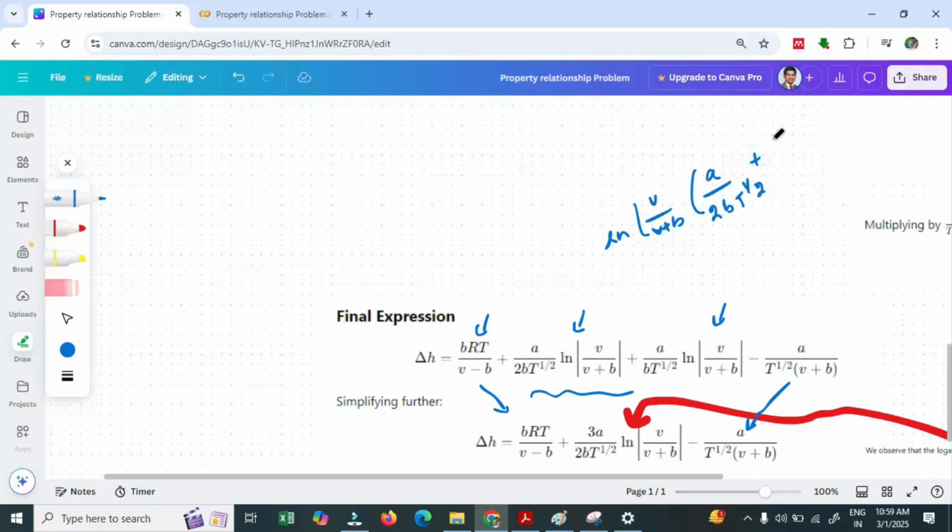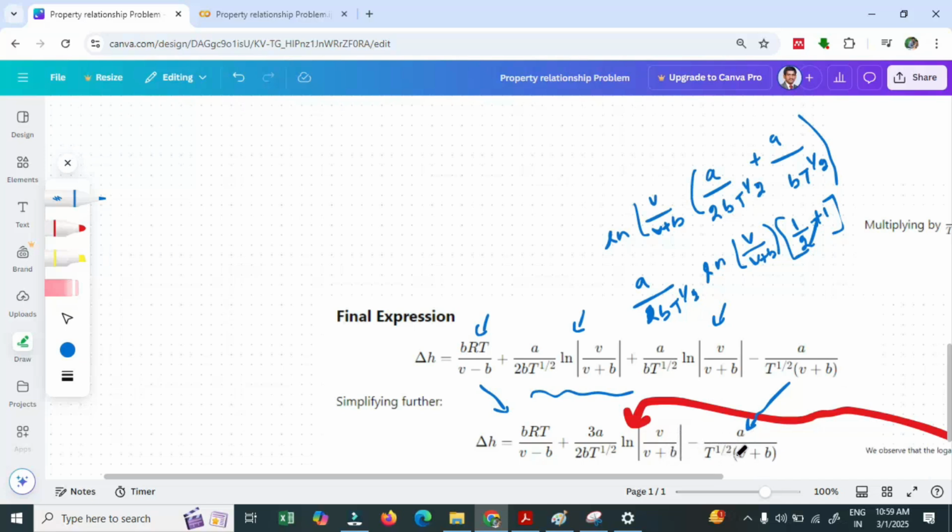2b power t power 1 by 2 ln v plus b minus 2 t power 1 by 2 v plus b. Now this equation can be used to find the entropy change of step 1 or 3. And here, let's not forget, I need to substitute the limit state 1 to state 2, and for that I will explain to you here. Again, I will come back here.